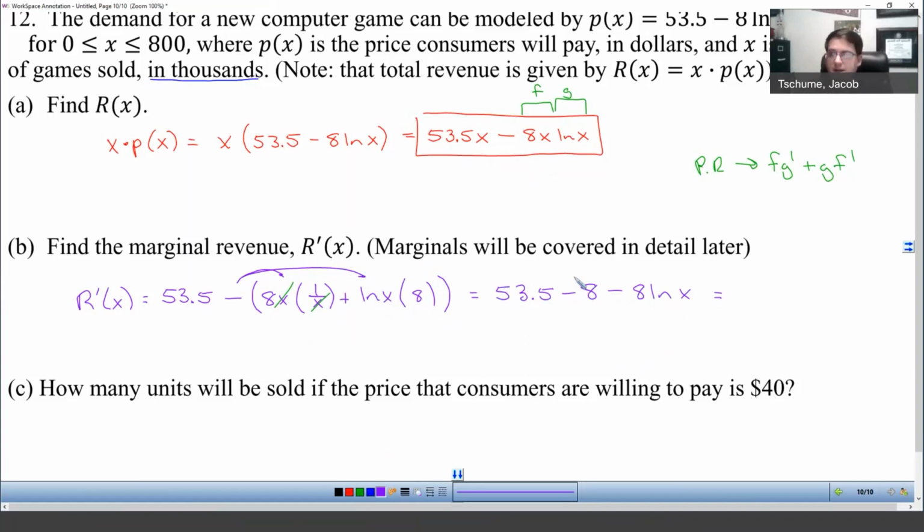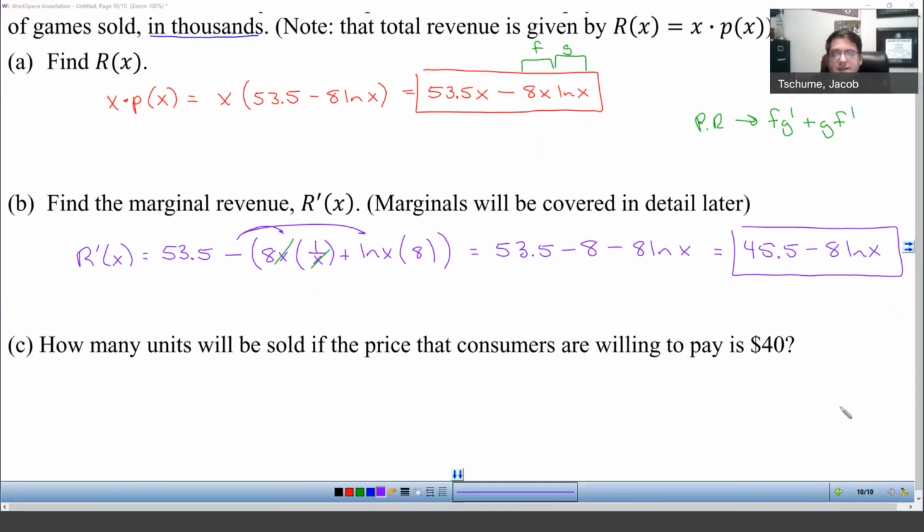And then if you combine your two constants here, 53.5 minus 8 is 45.5 minus 8 times the natural log of x. This is the derivative of your revenue function.